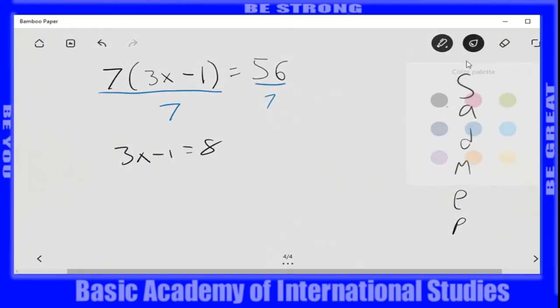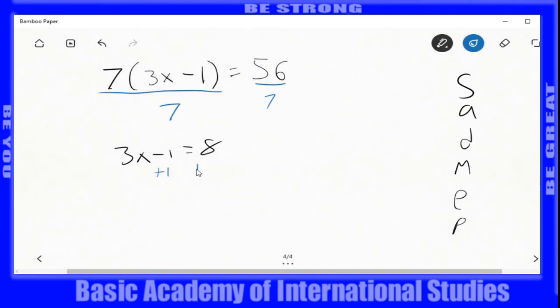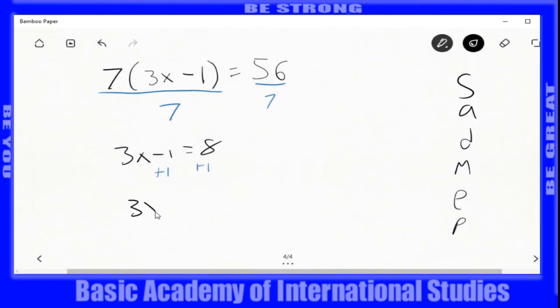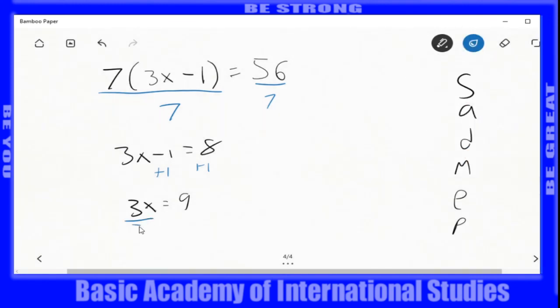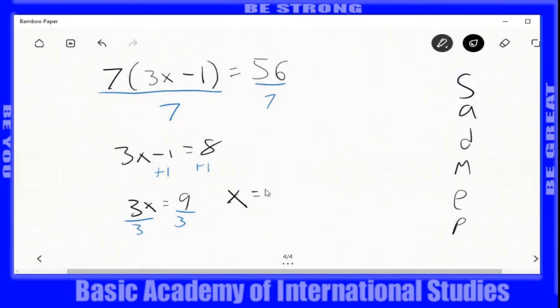Adding 1 to both sides gives me 9. And dividing both sides by 3 gives me x equals 3.